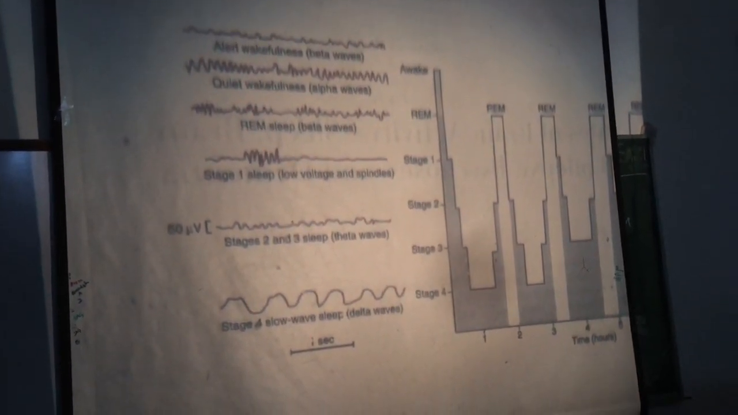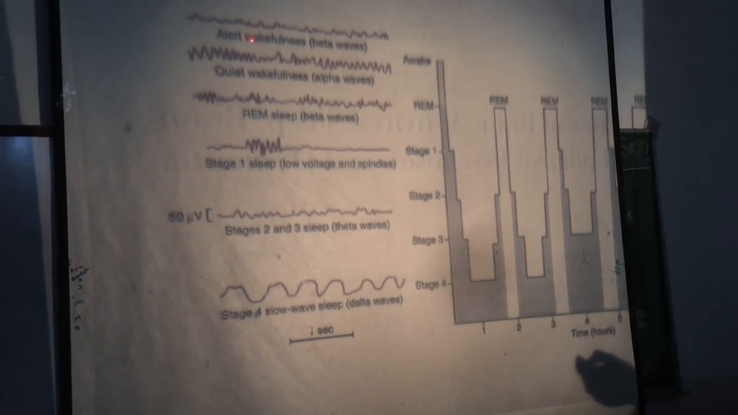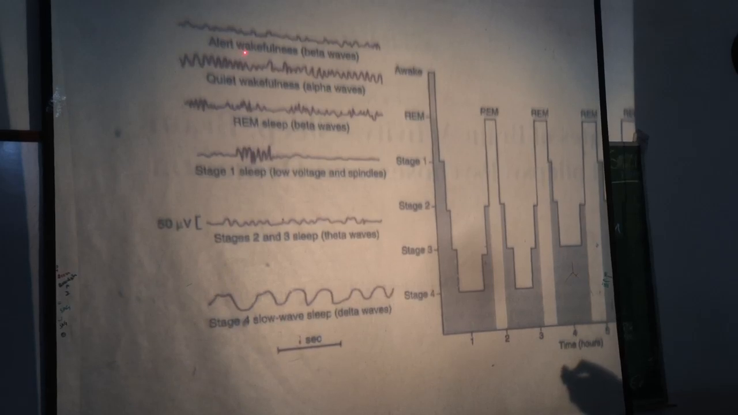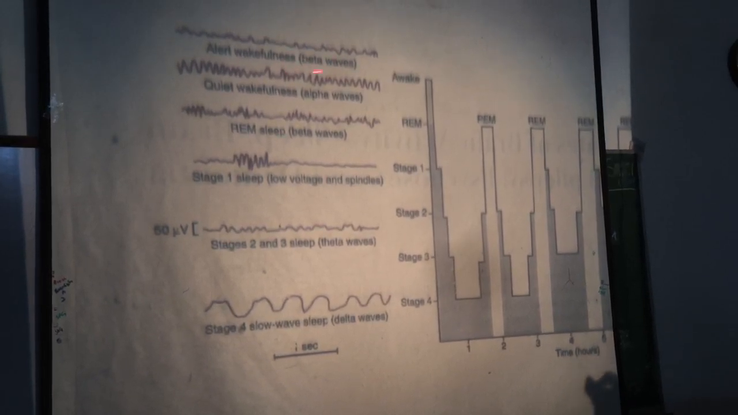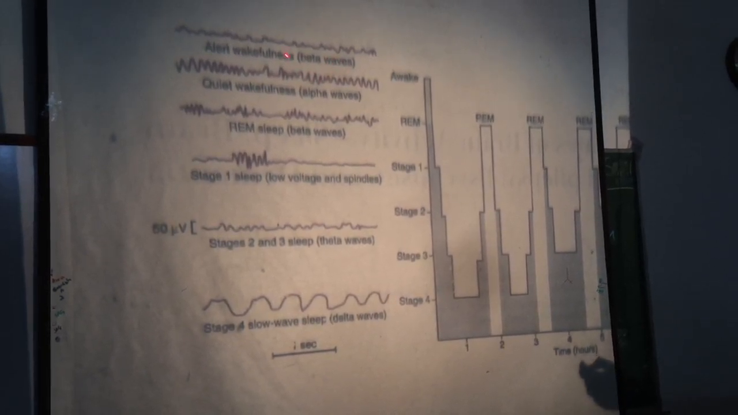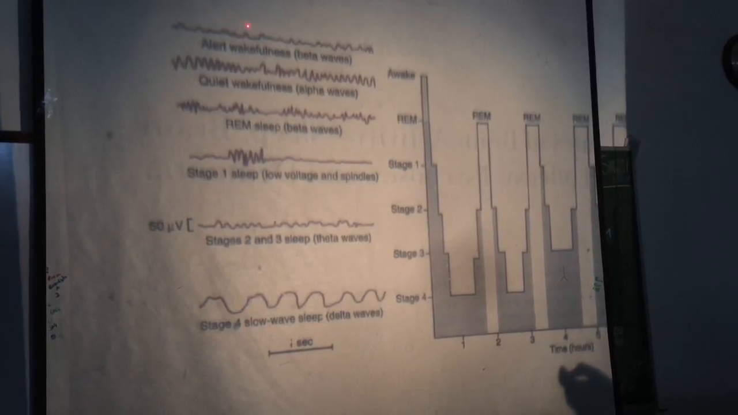This figure shows changes in EEG when a person goes to sleep. You see, when a person is wakeful, alert, in the EEG, which waves are present? Beta waves. So beta waves are present when a person is alert, having wakefulness.